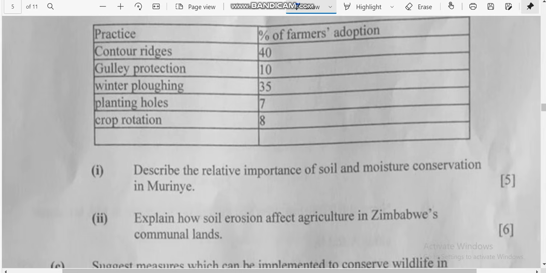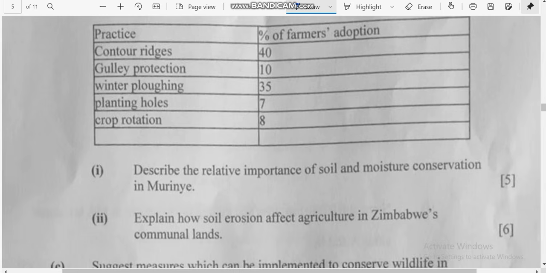So number one, it reduces the need for irrigation. What is it? Moisture conservation. Reduce the need for irrigation. That's number one. Number two, it improves the soil fertility. How is that going to happen? By conserving and taking care of the soil. Number three, it enhances water retention. That is moisture conservation, it improves water retention. And also conserving soil is going to improve crop yields and quality.